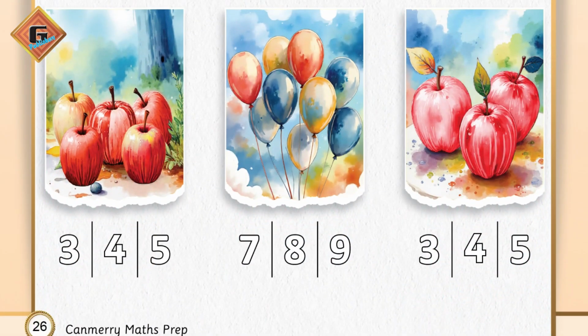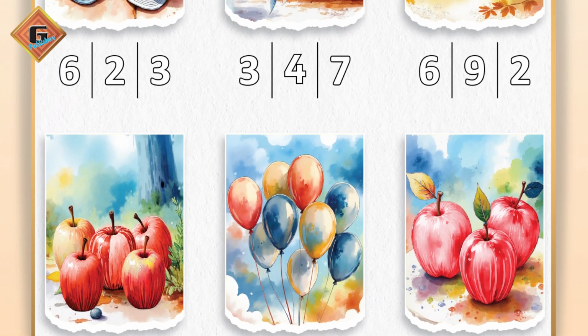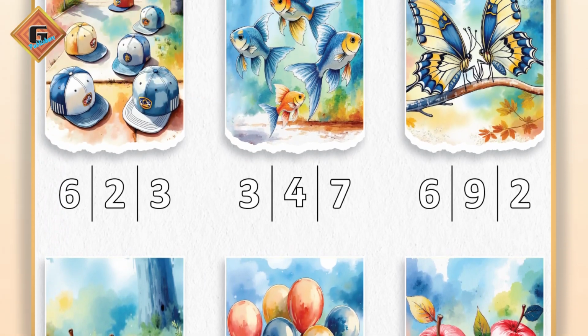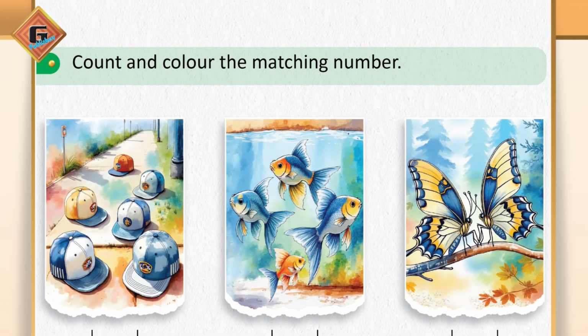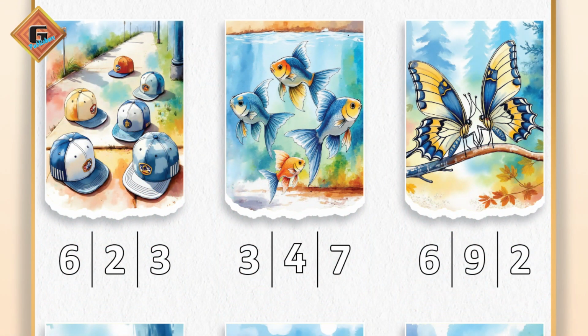Now we will have another activity on page number 26. Now count and color the magic number. Let's count the caps. 1, 2, 3, 4, 5, 6. So we will color the number 6. Let's color. Now next picture. It's 1, 2, 3, 4. 4 fish. So let's color the number 4 in the middle.